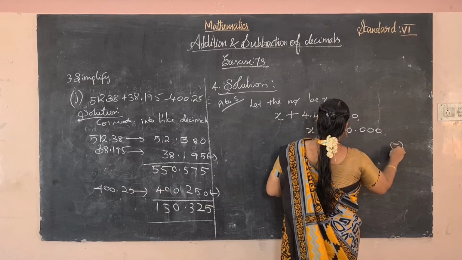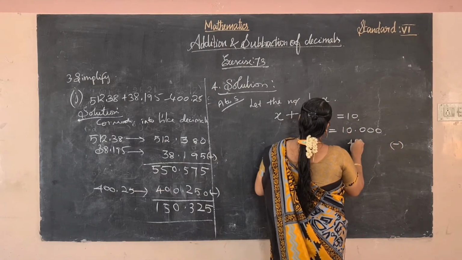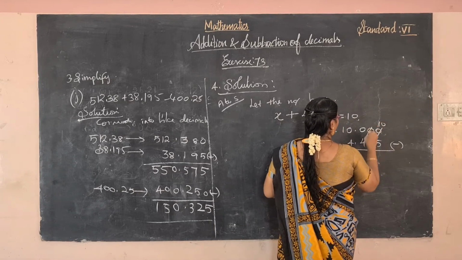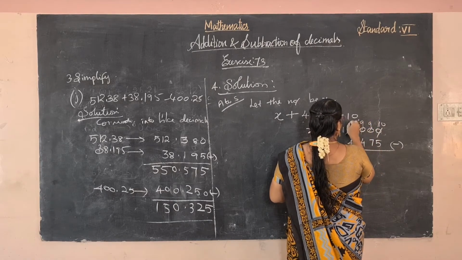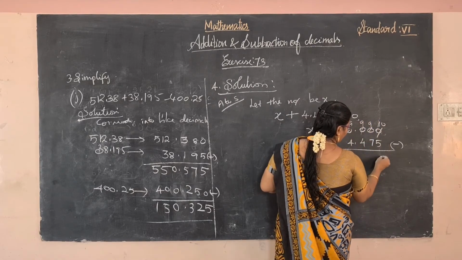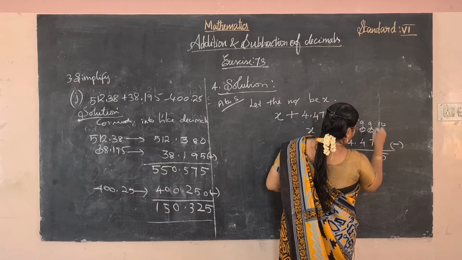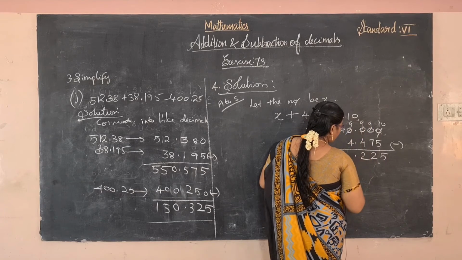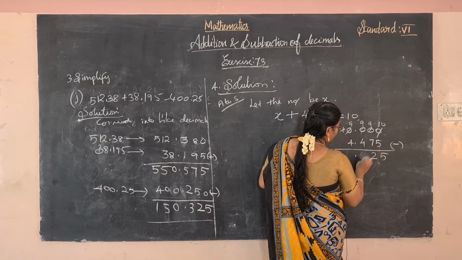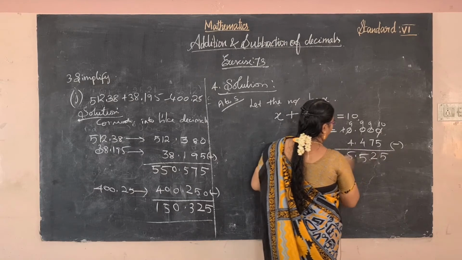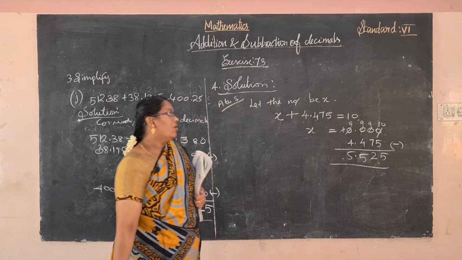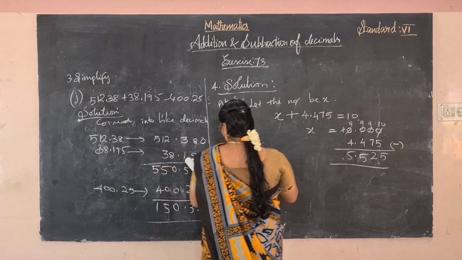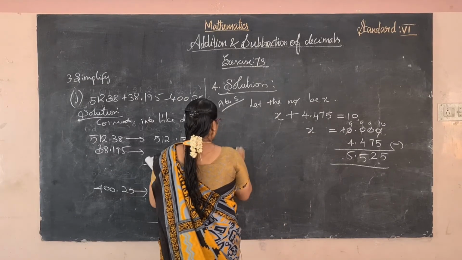Now move to this side. Subtraction. Write 4.475 and subtract from this. It's not possible, so 9. Okay, so 10 minus 5, 5. 9 minus 7, 2. 9 minus 4, 5. 9 minus 4, 5. So the answer for this problem is 5.525.